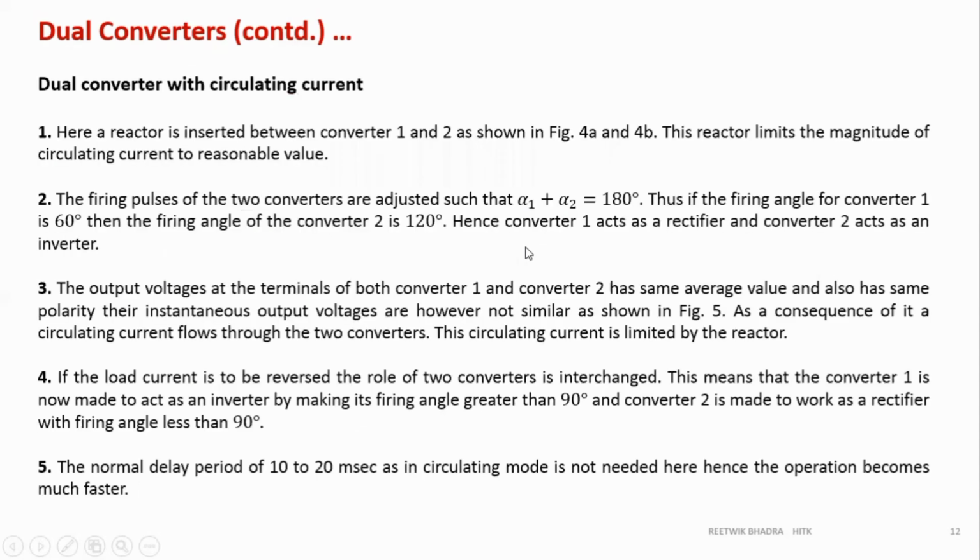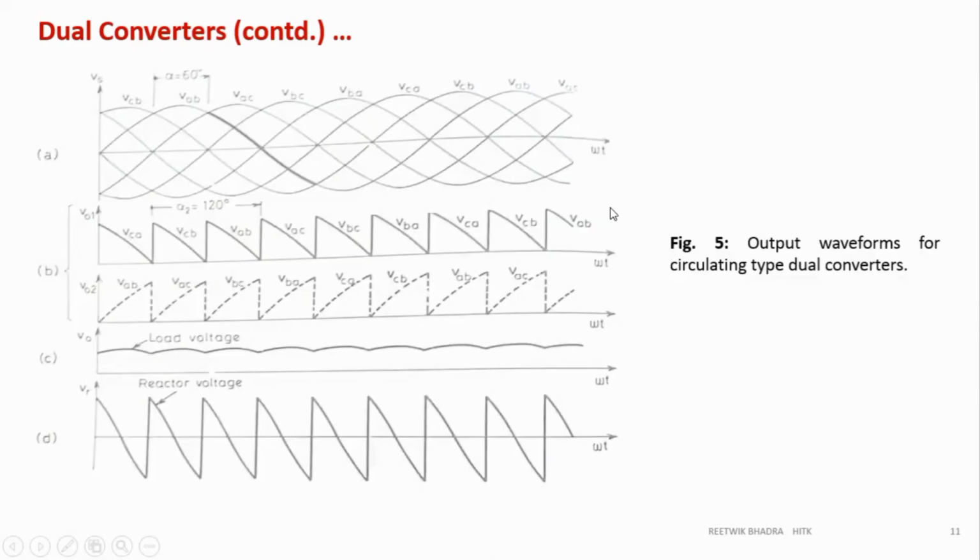How will the other one be drawn? Alpha 1 plus alpha 2 equal to 180 degree. So what will be alpha 2? It will be 180 minus 60, that is 120 degree. So for 120 degree, you draw your waveform, and it will look like this. You will see that V01 and V02 are a mirror image, a replica of one another. So V01 is equal to minus V02. Means if this is maximum, this will be minimum, and if this is minimum, this will be maximum.